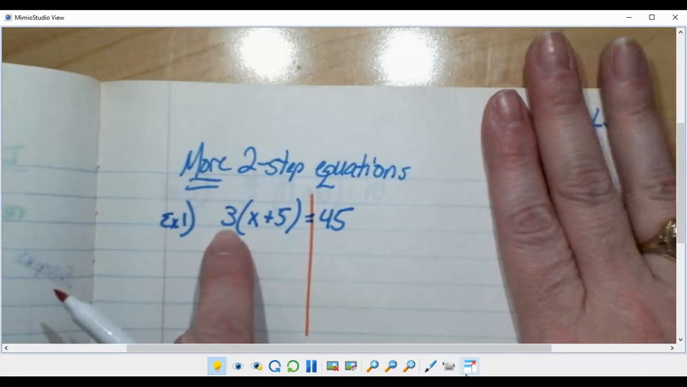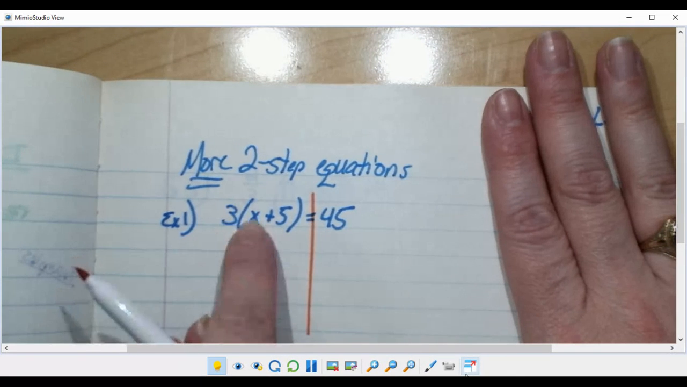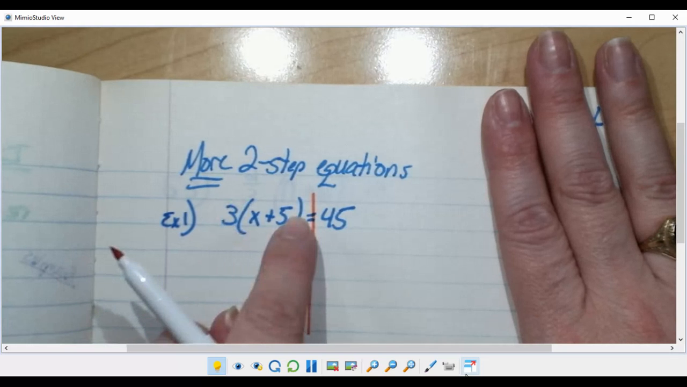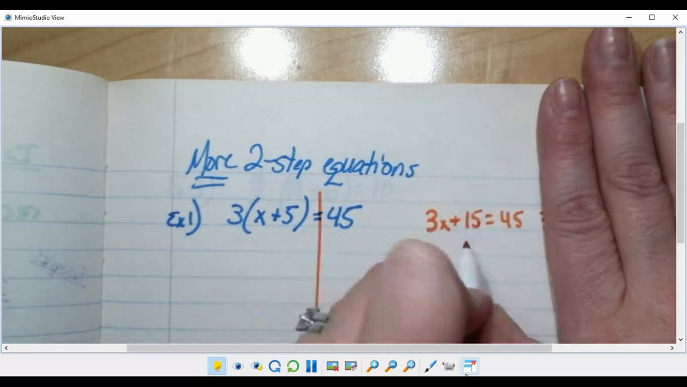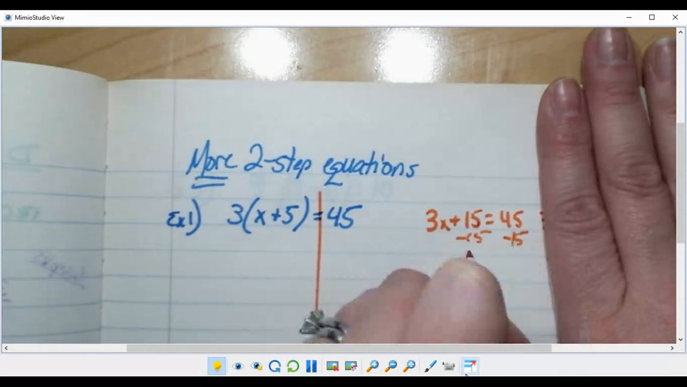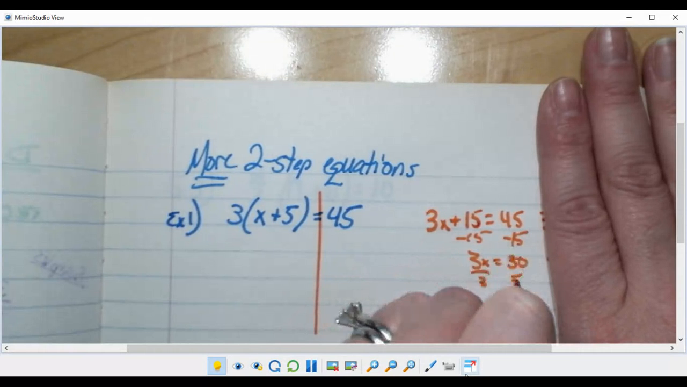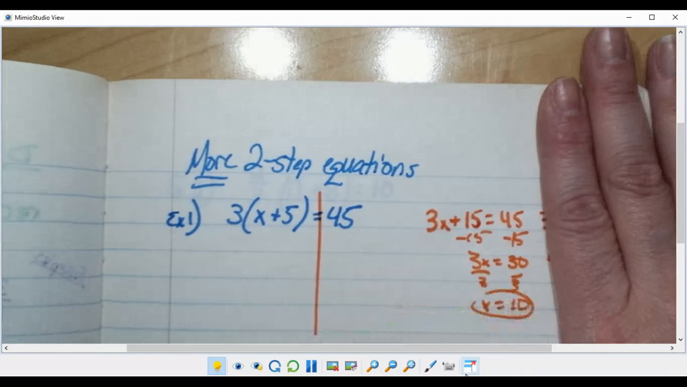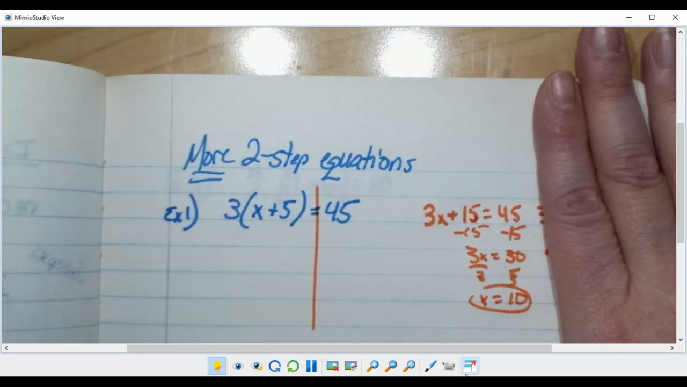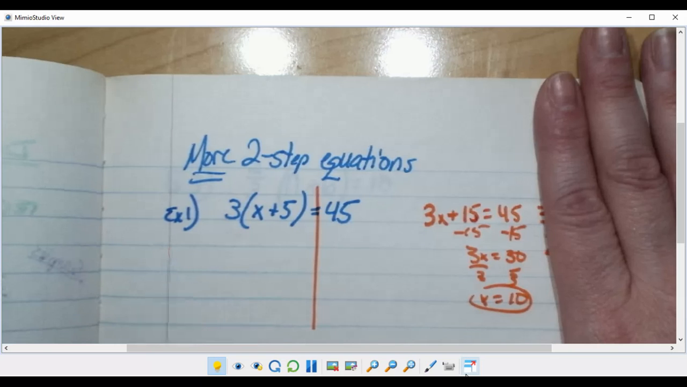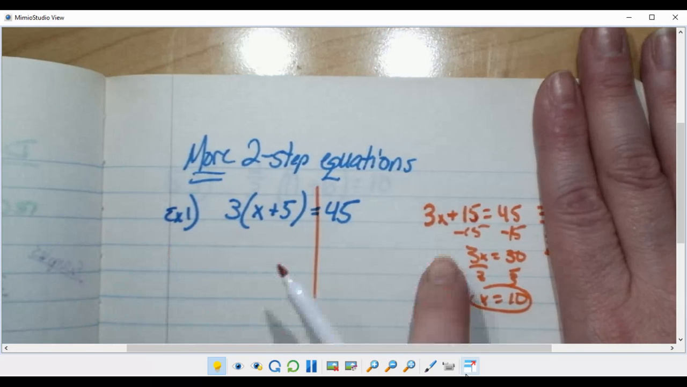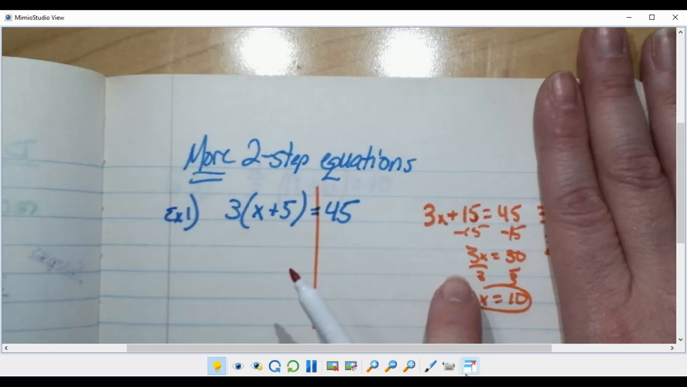Most of you would probably try to distribute, and you get 3x plus 15. And you could solve it from there, right? 3x plus 15 equals 45. Subtract 15, divide by 3, divide by 3. Awesome, you'd get x equals 10. But guess what? That's a 3-step problem, because first step was to distribute, and then you had 2 steps over here. So if you're not a big fan of showing work in math, let's avoid that because it just gives you an extra place to make a mistake.